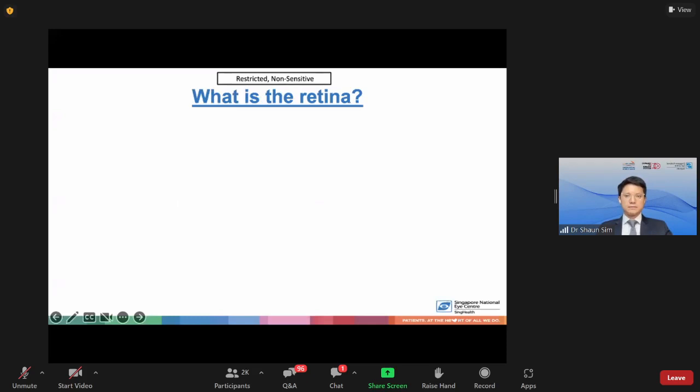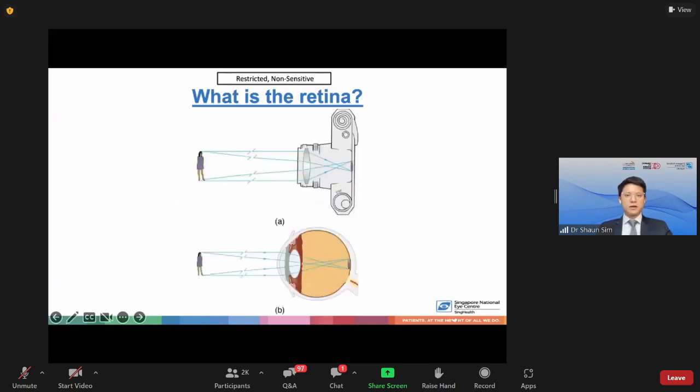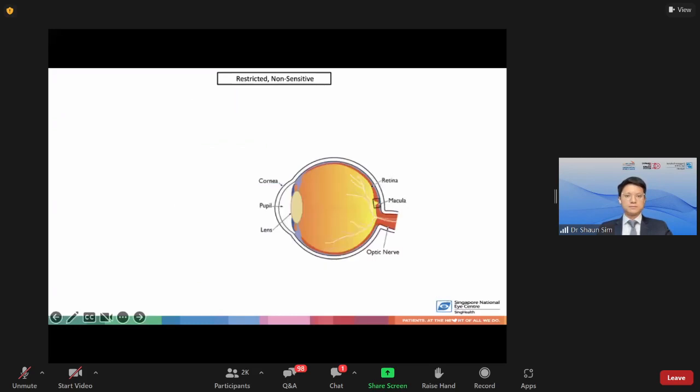So what is the retina? If we think of the eye as a camera, the retina is the layer at the back of the eye, which is similar to the film in a camera. It helps us to see the world around us. Light enters the eye and is projected onto the retina, and the signals are then transmitted to the optic nerve and then to the brain. In diabetic retinopathy, both peripheral retina and the macula, which is the area in the central retina, both of these areas can be affected.